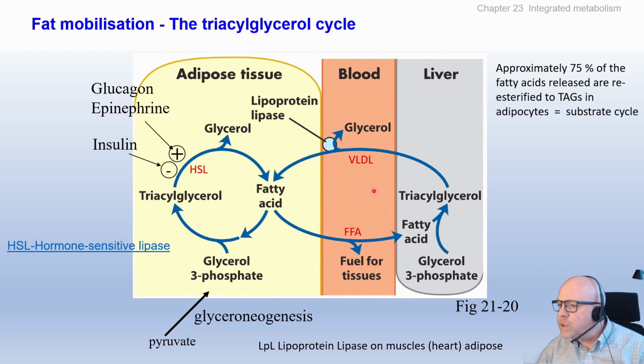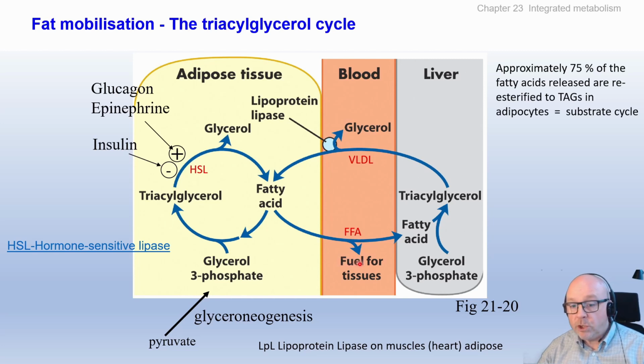And these tissues should have expression of this lipoprotein lipase to allow it in. So the free fatty acid is fuel for tissues. On muscles, for example, heart, and on adipose tissue, we have this lipoprotein lipase that is needed to get the fatty acid back into the cell. Okay, so we have the free fatty acid.